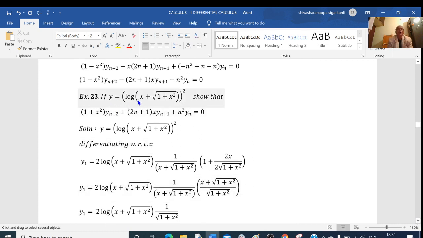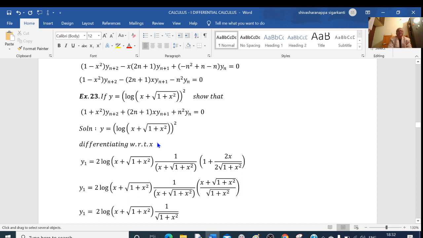If y equals (log of (x plus root of 1 plus x square)) whole square. This power is for this whole. Show that (1 plus x square) y_(n+2) plus (2n plus 1) x y_(n+1) plus n square y_n is equal to 0. So given y equals (log of (x plus root of 1 plus x square)) whole square.